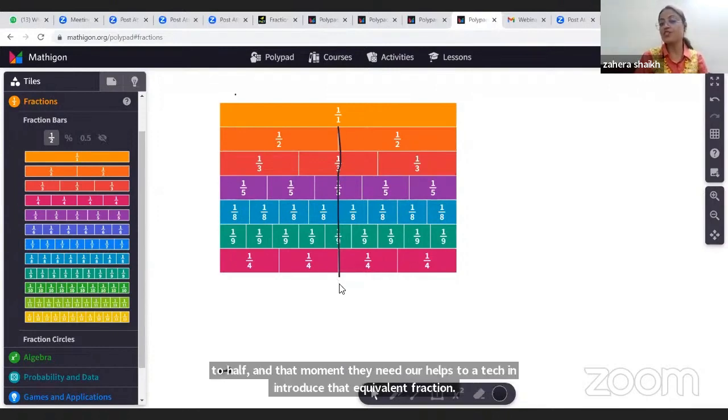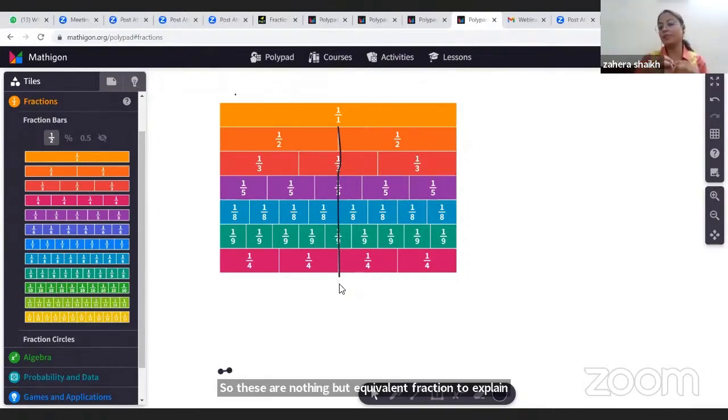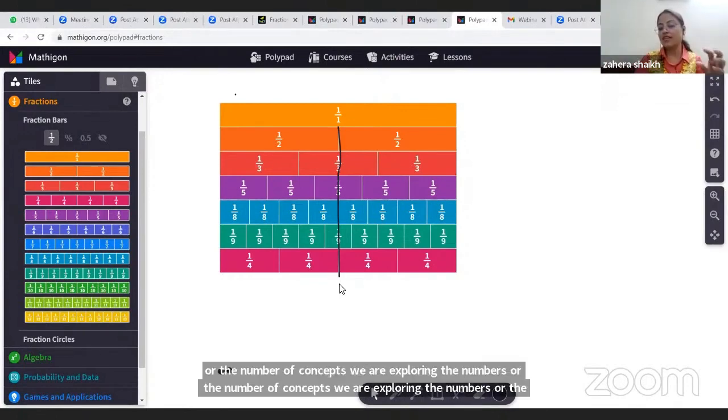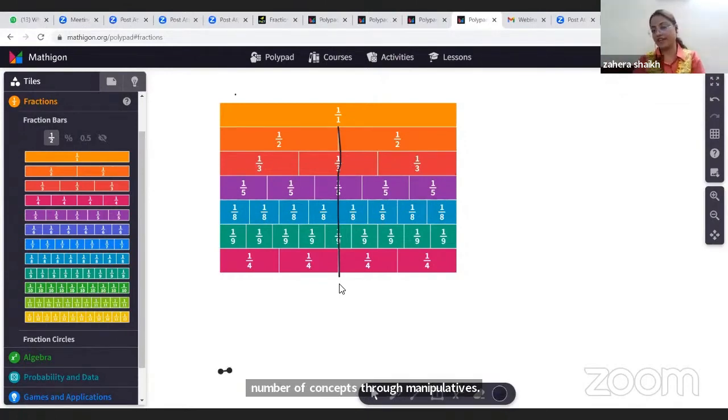So what we are doing, first we are exploring the number concept through manipulatives, then we are coming to the terms to learn. We are not just learning the terms first and then verifying, right?